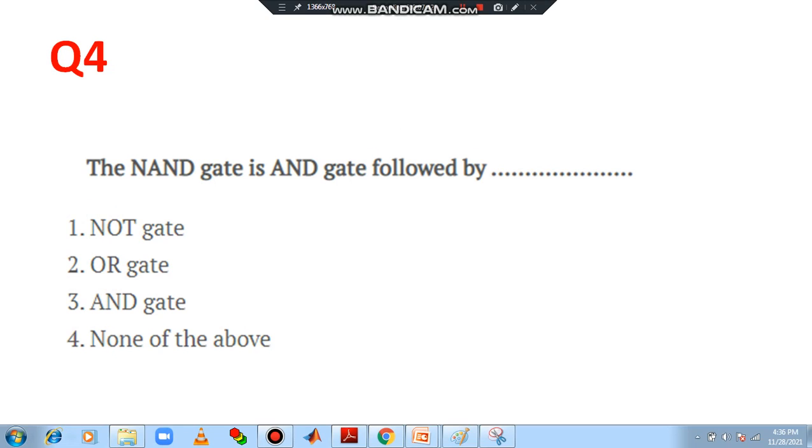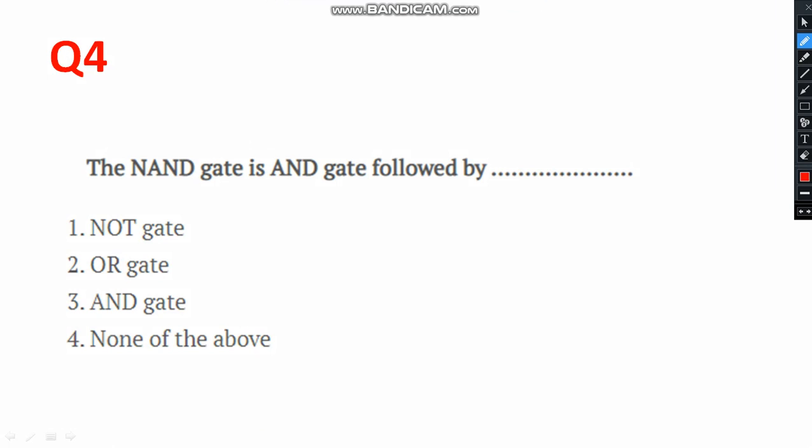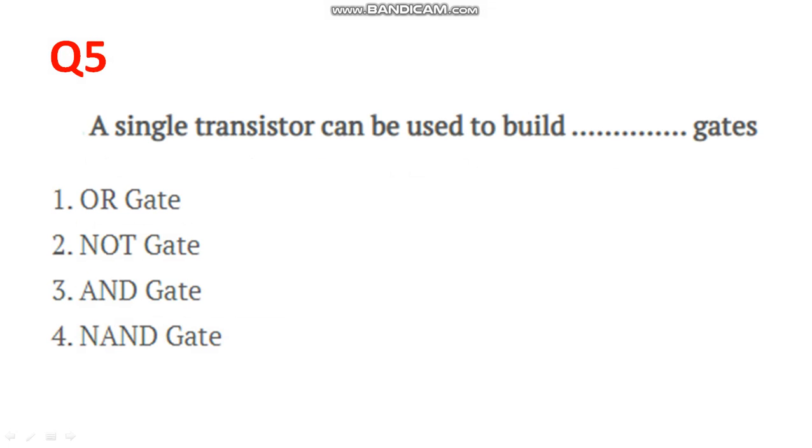Then you can see another question. The NAND gate is an AND gate followed by dash. So AND gate followed by NOT. NAND gate means like this only, no? So this becomes a NOT. Correct, no? So we can say that the NAND gate is an AND gate followed by a NOT gate. Please select the first option. Question number 5.